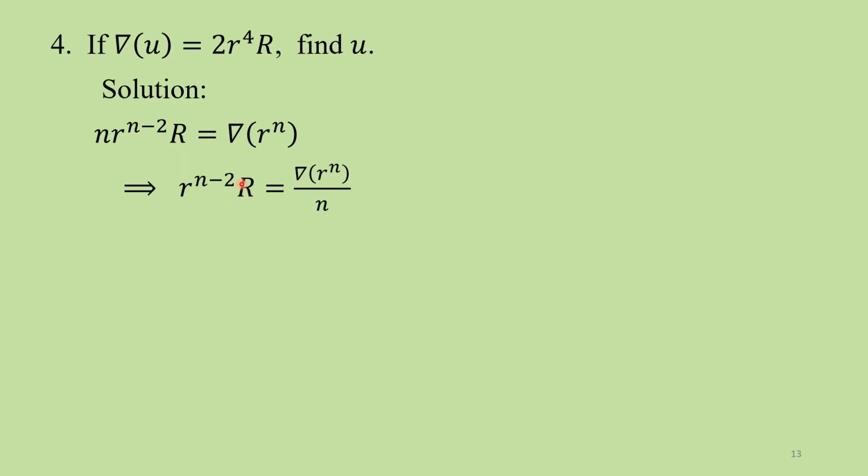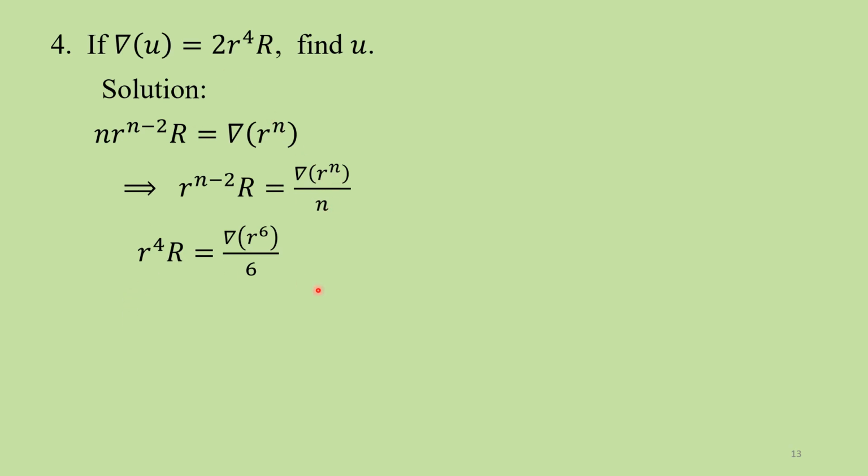For what value of n does this become 4? So 6 minus 2 is 4. That means n should be 6. Substitute n equal to 6, and I'll get r power 4 into vector r, which is nothing but del of r power 6 by 6.